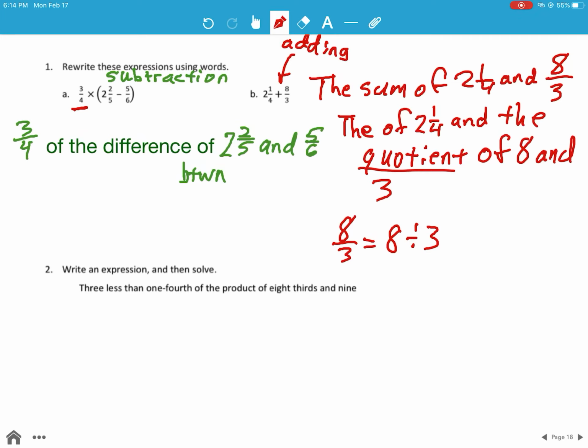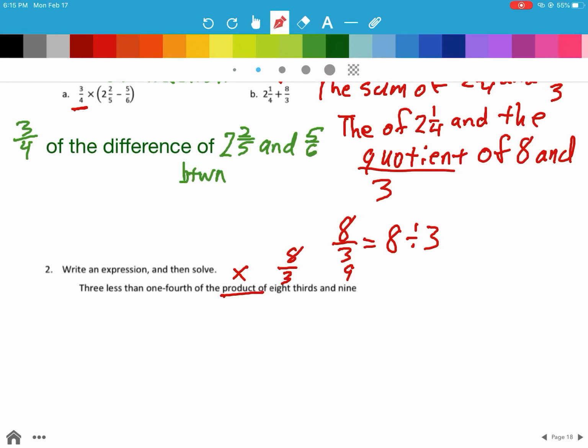Okay, write the expression and then solve. 3 less than 1/4 of the product of 8/3 and 9. So we have product of 8/3 and 9. Okay, and then it says 3 less than 1/4 of the product. So this, 3 less than 1/4 of the product, tells me we're going to do some subtraction.